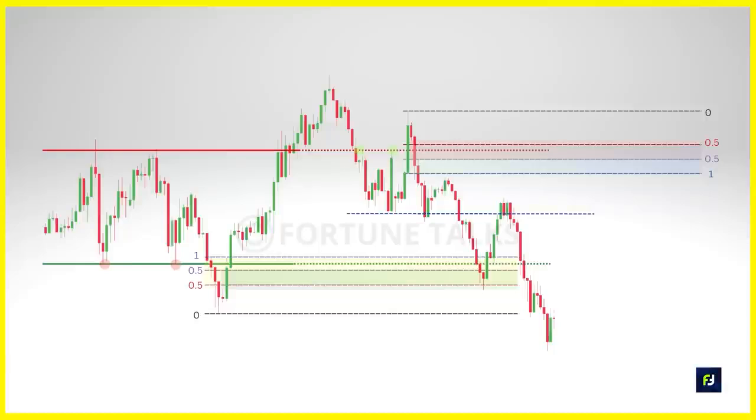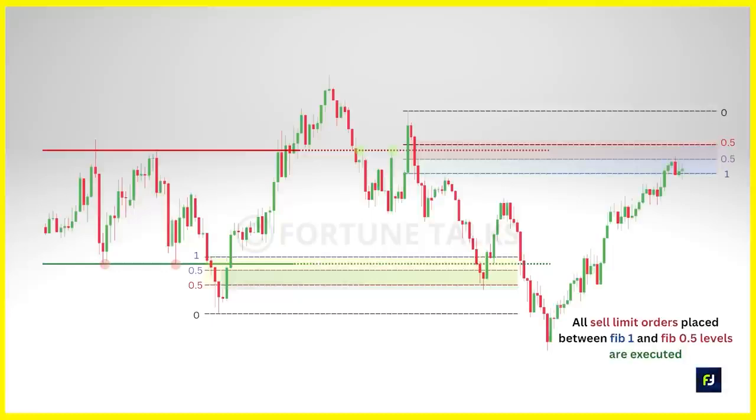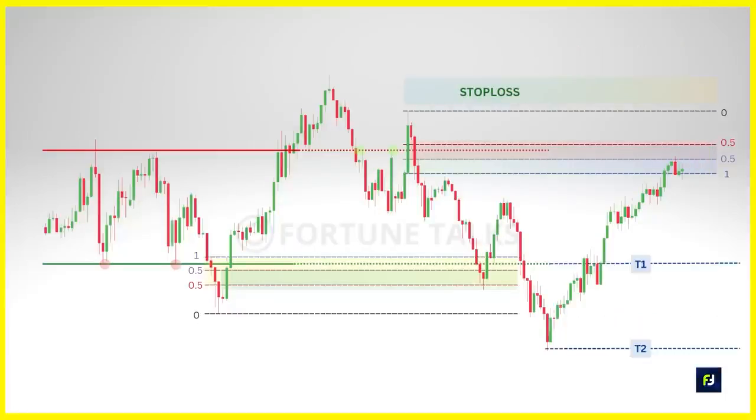Keep in mind that our bearish trade setup is still active, and after a while, price reversed sharply and started to rise again. It came back to fill the price inefficiency and it tested all the sell limit orders placed between Fib 1 and Fib 0.5 levels. In this case, our stop loss can be placed above the high of the IFC candle. Our target can be set as the previous low formed, and as you can see, the price moved lower and hit our take profit level. I hope things are clear now.